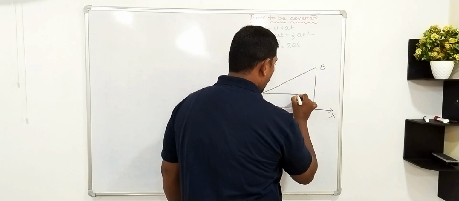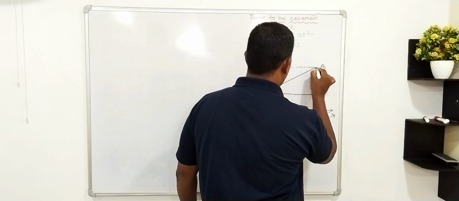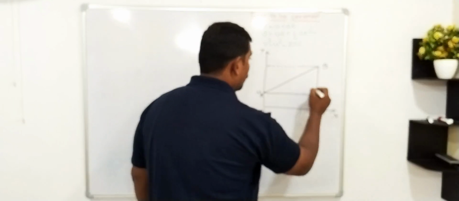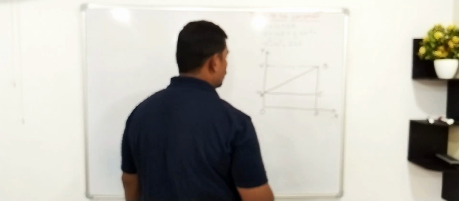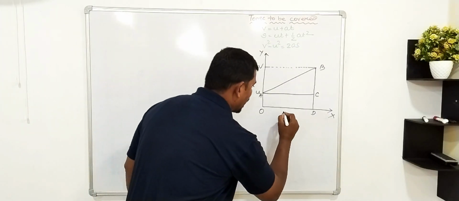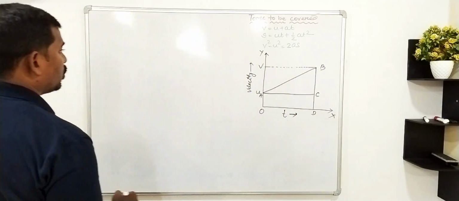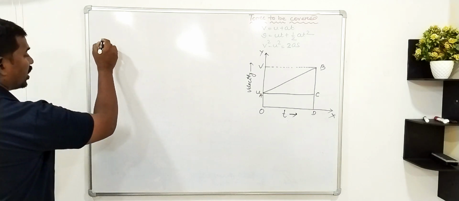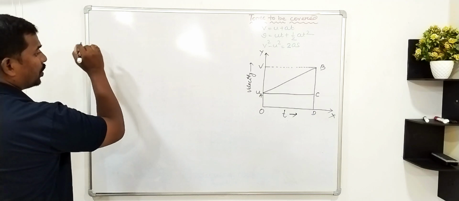Here also. O, A, B, C, D. Here this point is equal to V, the final velocity V. This is your time taken T. This is your velocity axis, and this is your time axis. Then we know that a uniformly accelerated body can be described with a straight line AB.